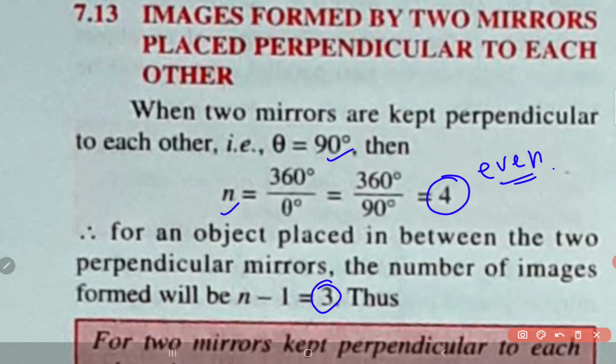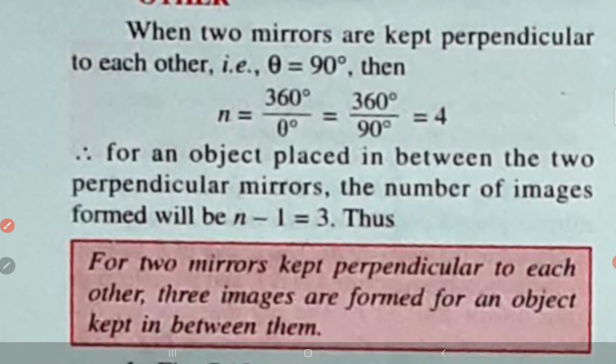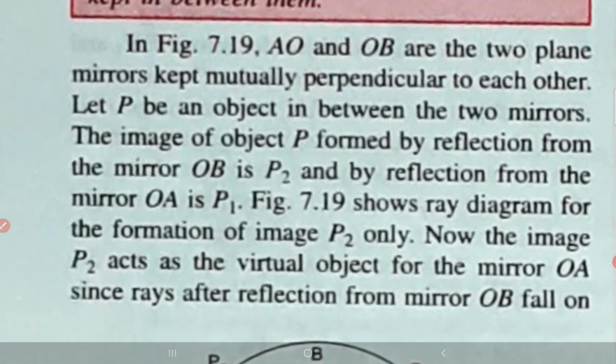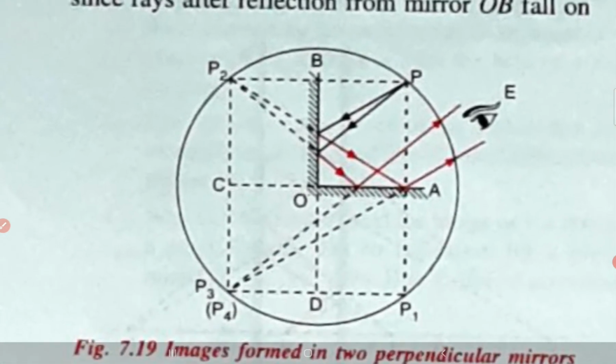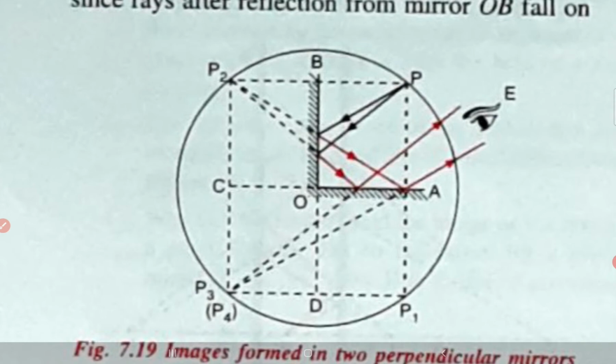Either you place it symmetrically or asymmetrically. For two mirrors kept perpendicular to each other, 3 images are formed for an object kept in between them, as shown by this particular diagram. So here also, the drawing of the diagram is important. I shall explain how the reflection takes place, then we will understand how to draw the diagram.